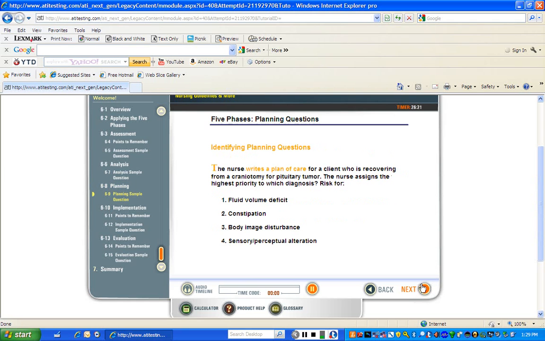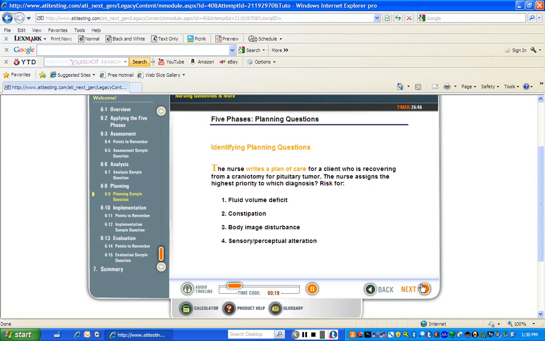Let's go ahead and separate the case scenario from the stem of the question. The case scenario tells us that the nurse writes a plan of care for a client who is recovering from a craniotomy for a pituitary tumor. The stem of the question asks us, the nurse assigns the highest priority to which diagnosis? Let's identify the critical elements.